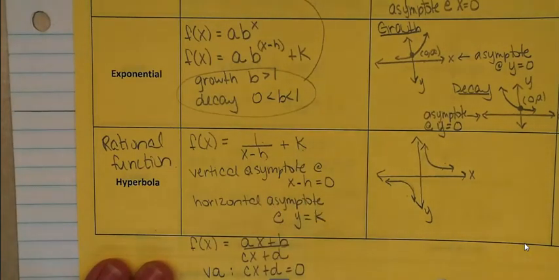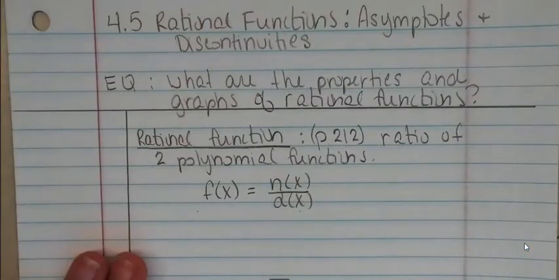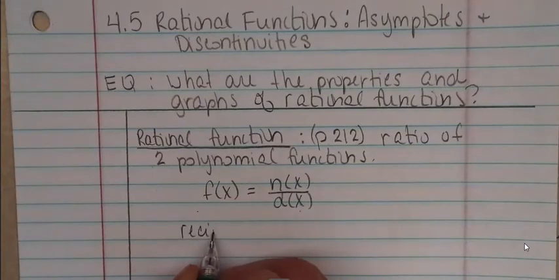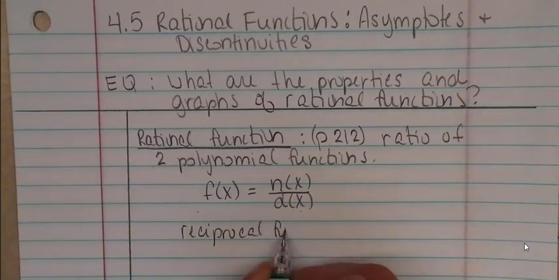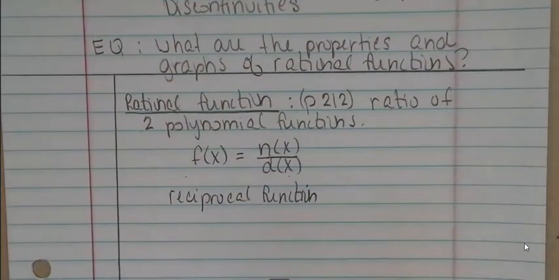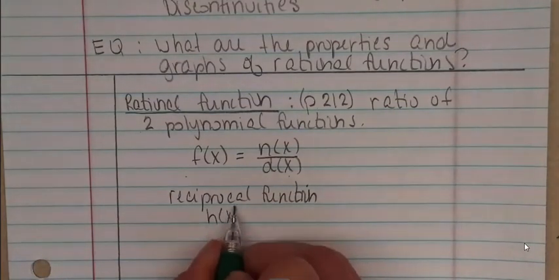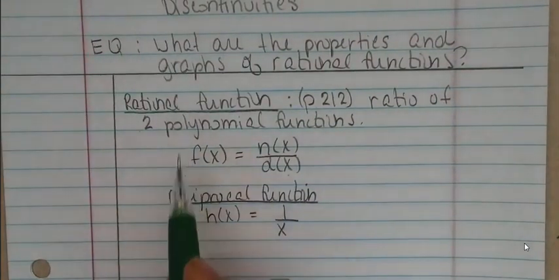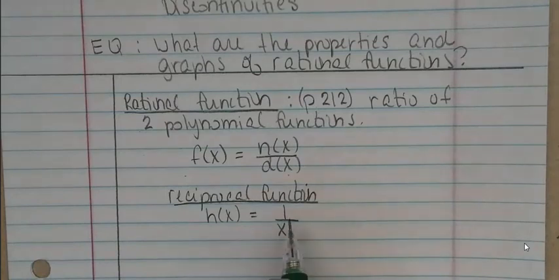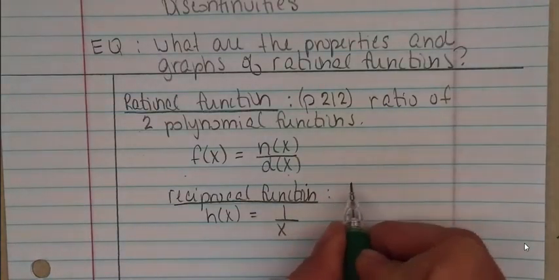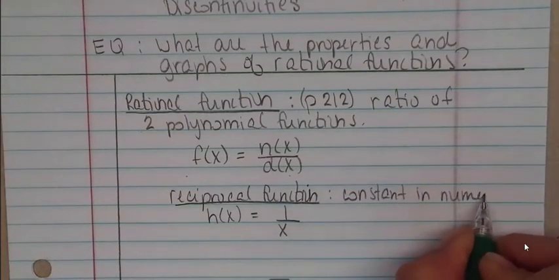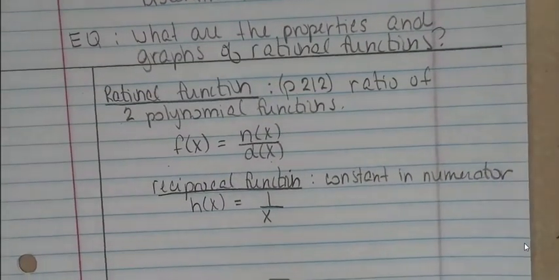Well, before we do the transformations, let's first talk about just the reciprocal function. So underneath rational functions, we've got the reciprocal function, which becomes a pretty important function for us. So your reciprocal function could be, let's call it h of x, is 1 over x. Okay, so this is the reciprocal function, which is a type of rational function. And the difference between the reciprocal function is that you have a constant in the numerator. So you don't have a variable in the numerator.